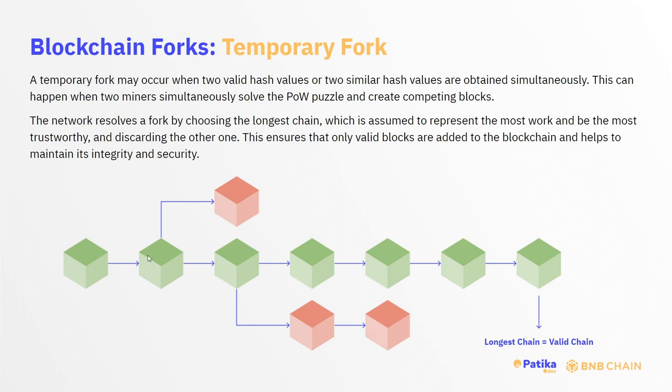Here we have a fork here. We have another fork here. We assume that the longest chain is the valid chain, and we are just discarding these other chains.